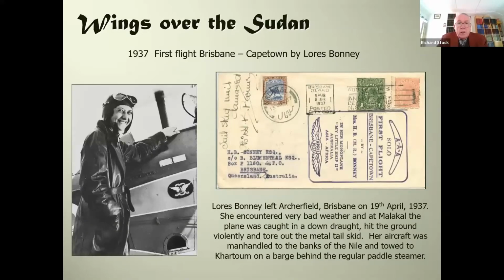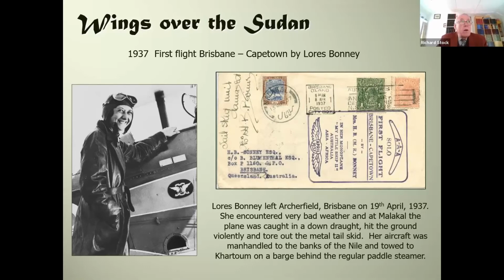Similarly, another pioneering flight was the one undertaken by Laurie Bonney, the first flight from Brisbane to Cape Town. This was via India and the Middle East and down through Egypt and into the Sudan. They're philatelic covers, first flight covers. Laurie Bonney was a character. She was reputed to dry her washing in the slipstream of her aeroplane. Now that story may be apocryphal, because what we're not told is how she managed to retrieve the washing before the plane landed.